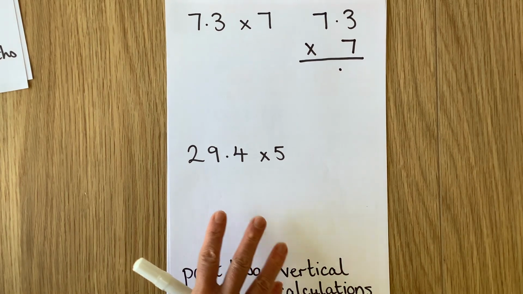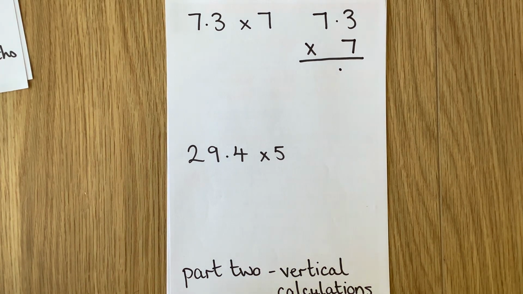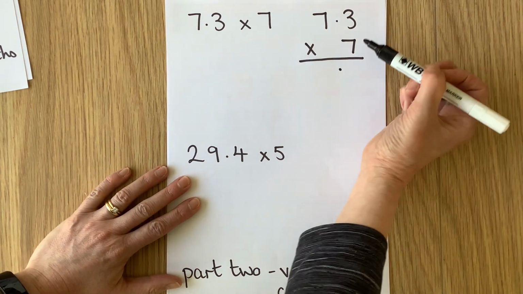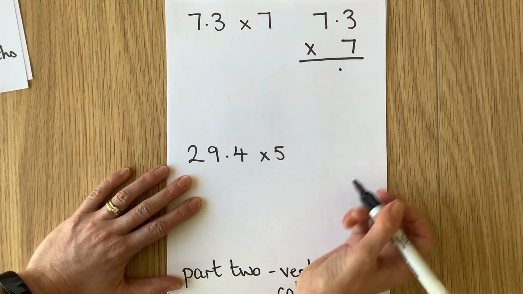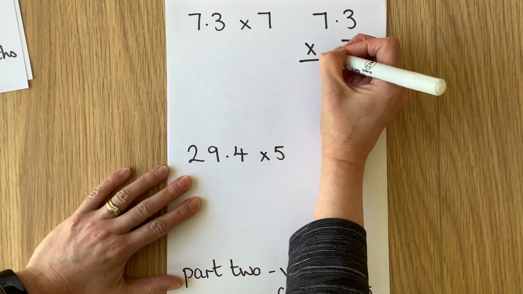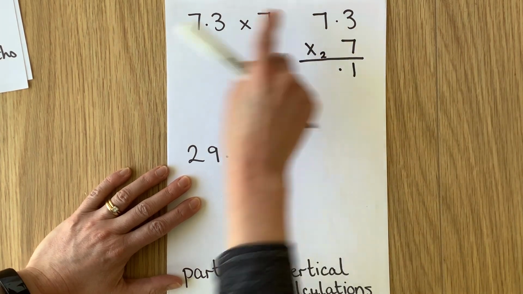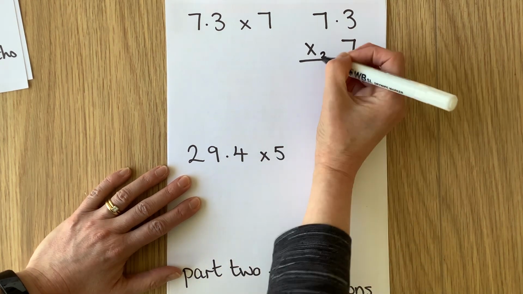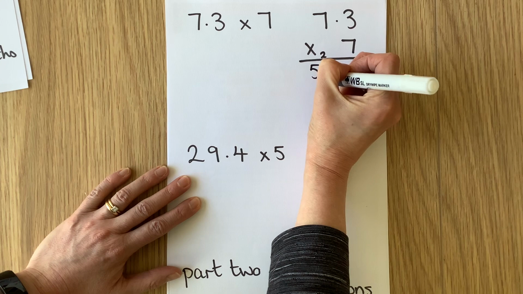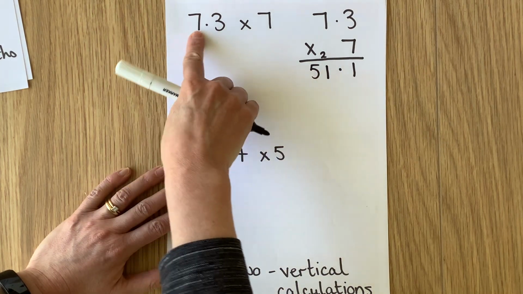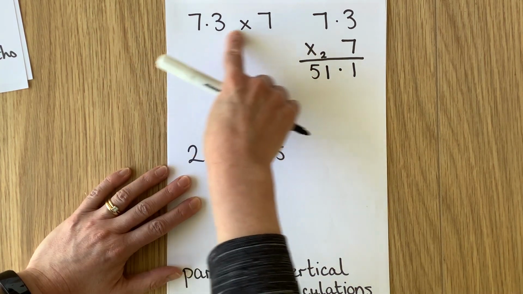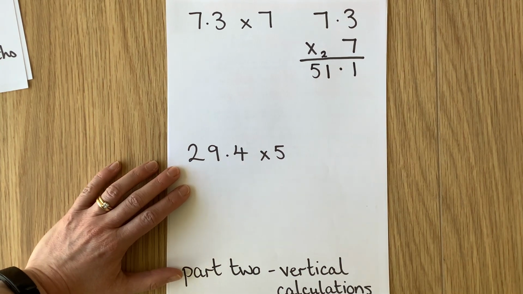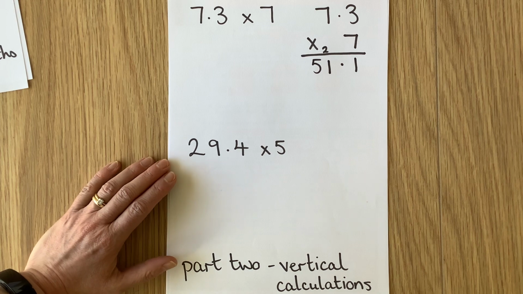So if I take my 7.3 and I multiply it by 7, then I'm going to work as I normally would. 7 times 3 is 21. 7 times 7 is 49. And 2 more, 51. So I've taken my horizontal calculation and I've turned it into a vertical calculation instead. What about in the next one?